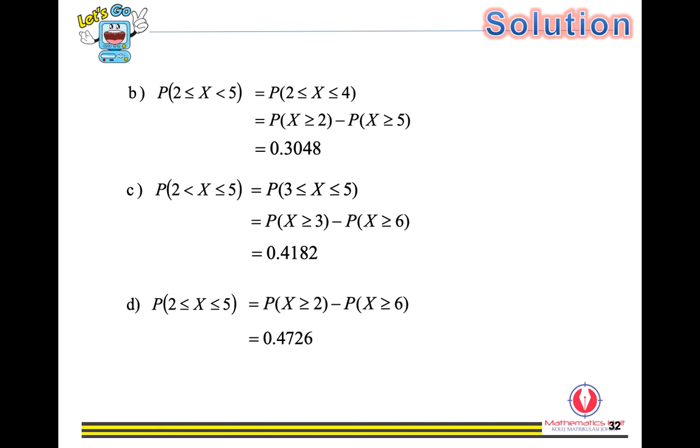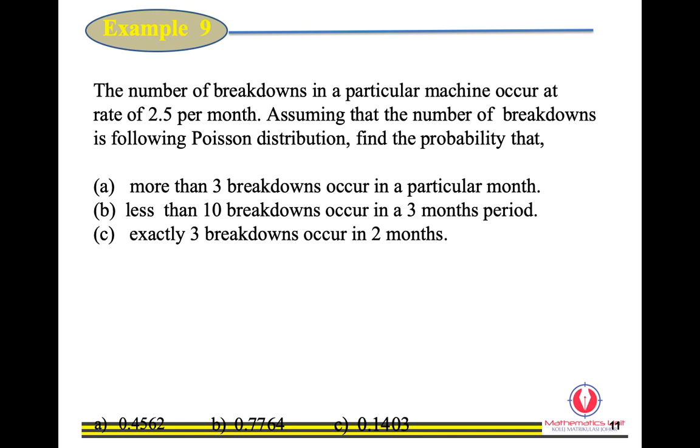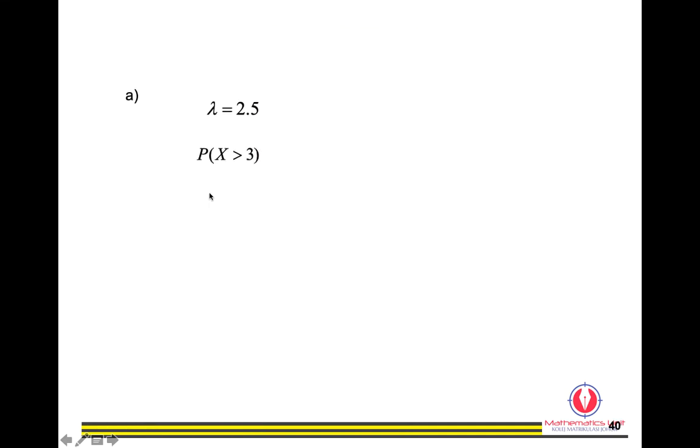Now let's move to another example. The number of breakdowns in a particular machine occur at a rate of 2.5 per month. Assuming that the number of breakdowns follows the Poisson distribution, find the probability that more than 3 breakdowns occur in a particular month. The question asks more than 3, so we write it as P(x > 3) with a lambda equals to 2.5. Now you see we don't have an equal sign here. First we change it to P(x ≥ 4). And by looking at the table, we will get the answer 0.4562.